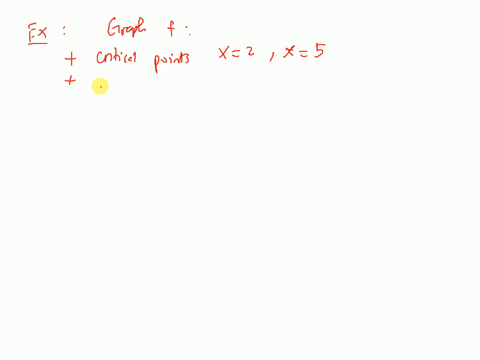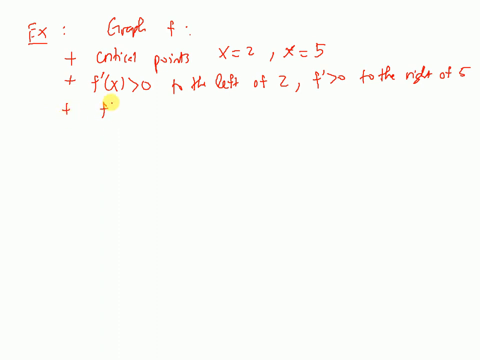The second is that f prime is positive to the left of 2 and also positive to the right of 5. And the last piece of information they give us is that f prime is negative between 2 and 5.